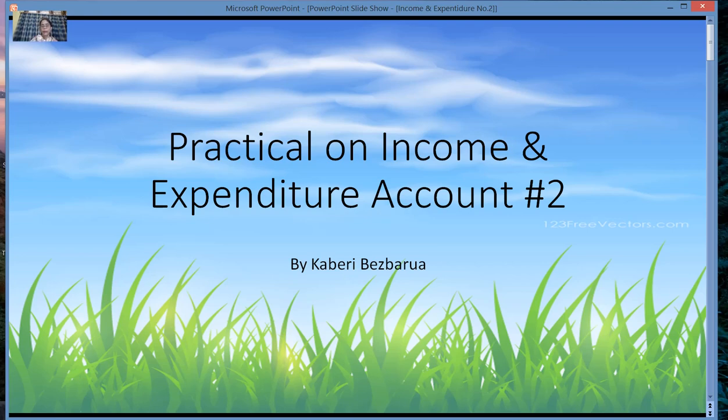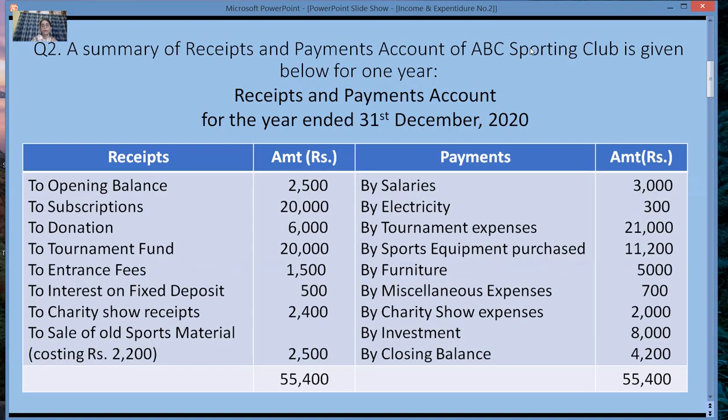Okay, so let's see what your problem is all about. Let me read out the question for you once. A summary of receipts and payment account of ABC Sporting Club is given below for 1 year. This is a receipts and payment account for the year ended 31st December 2020. So what is your financial year? Since the ending is 31st December, your financial year will be 1st of January to 31st of December.